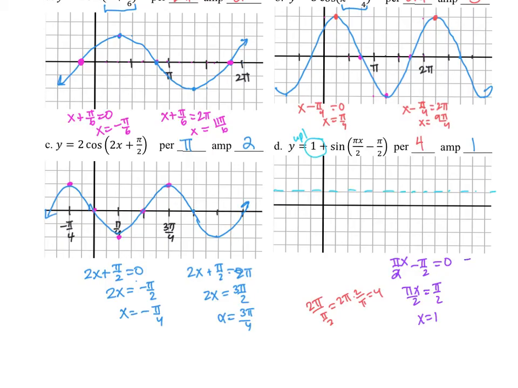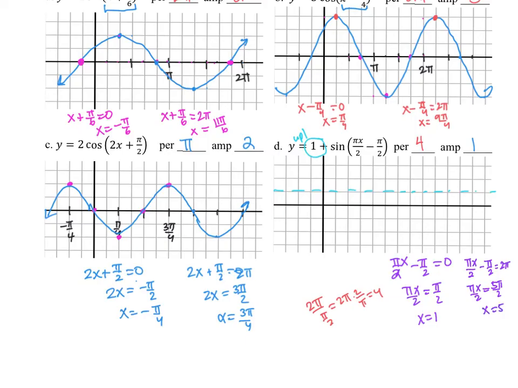I like to do it that way. Your book sets it equal to 2 pi, which also always works. Pi x over 2 equals 4 pi over 2 plus pi over 2 is 5 pi over 2. 2 cancels, pi cancels, x equals 5. So we agree on where it's going to start and end.